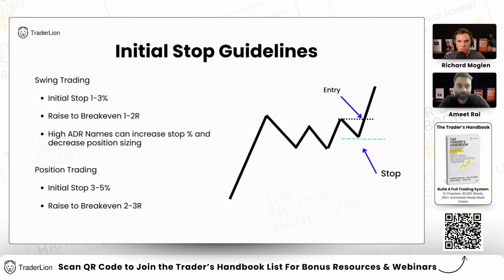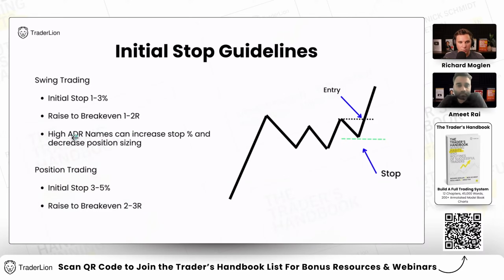So here are some initial stop guidelines, both for swing trading and position trading. For swing trading, you want to be a little bit tighter, a little bit faster, 1 to 3%, maybe 4%. Raise stop to break even at 1 to 2R, especially taking into account the market environment, maybe a little bit less during trending environments. And this is kind of key.